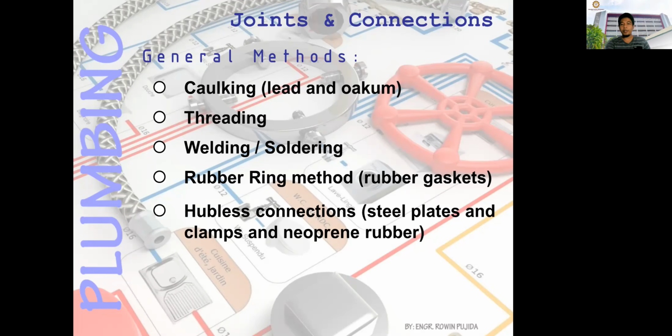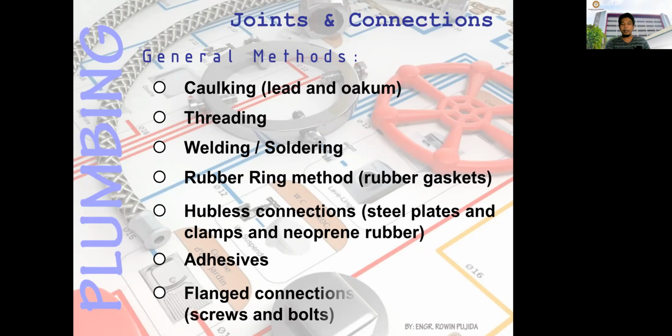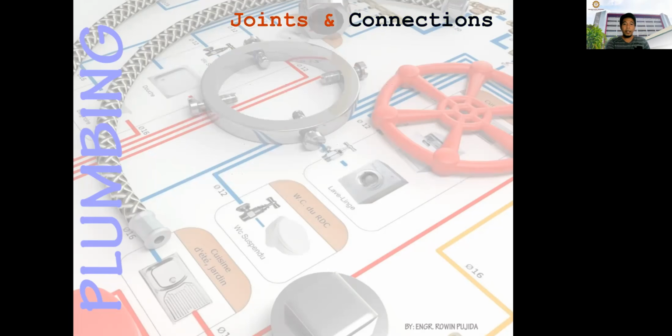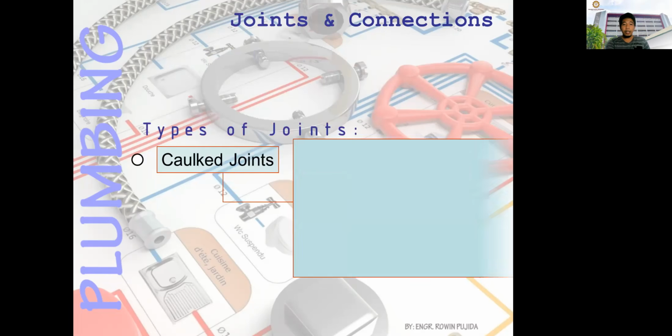Also, you have hubless connection, using steel pipes, clamps, and neoprene rubber. And the adhesive, so you have the solvent in connection to the two pipes and fittings. And then you have the flange connection using bolts and screws. So these are the types of joints.